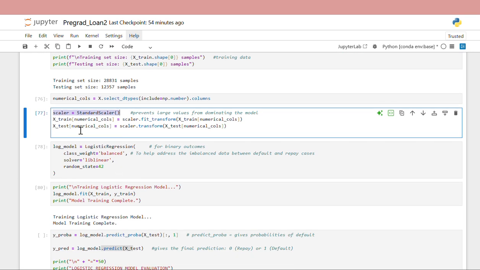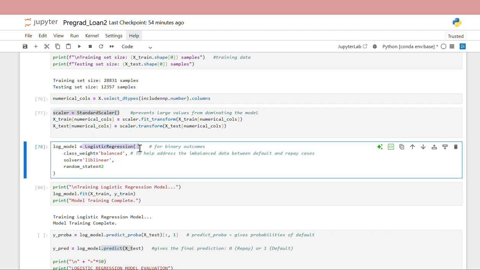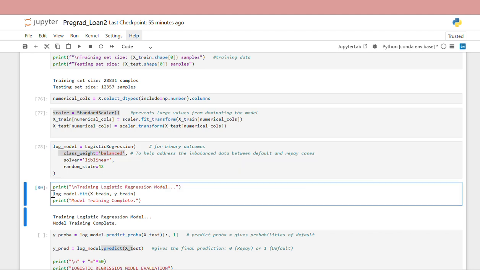For the modeling part, I used the Logistic Regression function, which is a good algorithm for binary classification problems like zeros and ones. It predicts the probability of whether an applicant will repay or default. I have also used class weight balanced to handle imbalanced data, meaning if one category has more samples than the other. Then I trained the model using the log_model.fit function, in which we have X_train and y_train as parameters to make it learn from the training data.